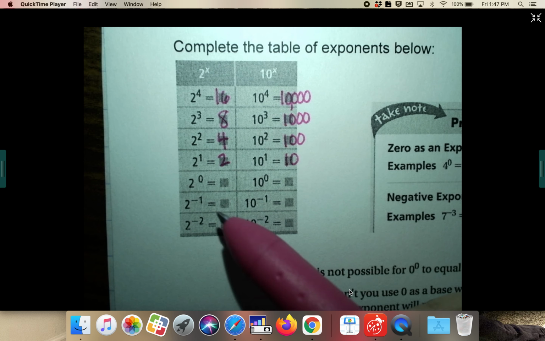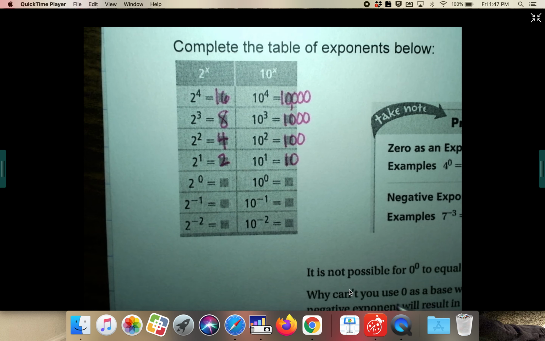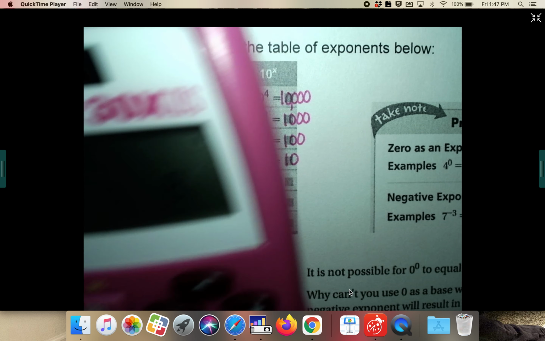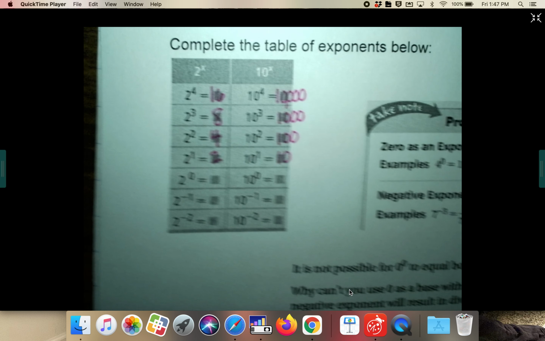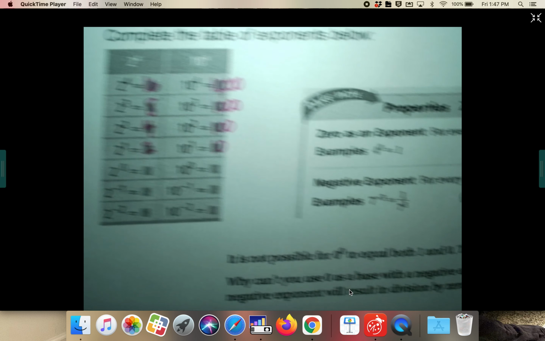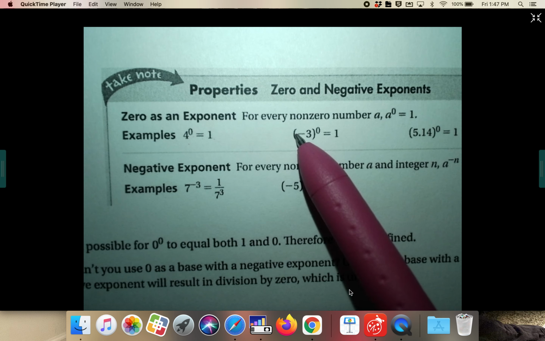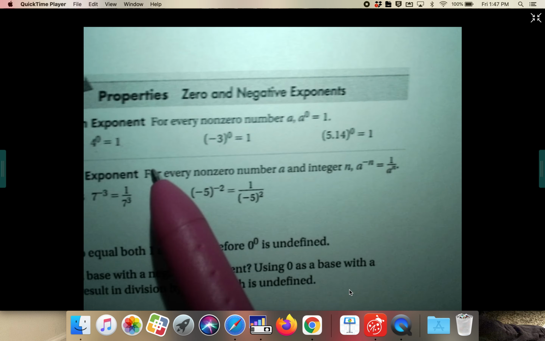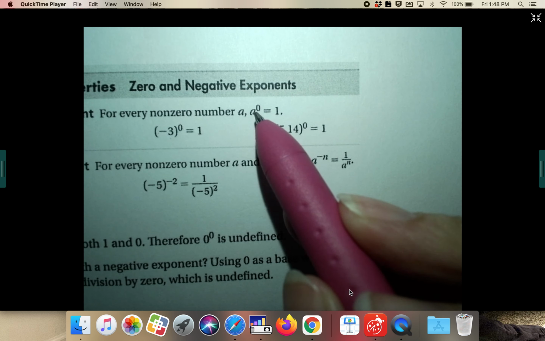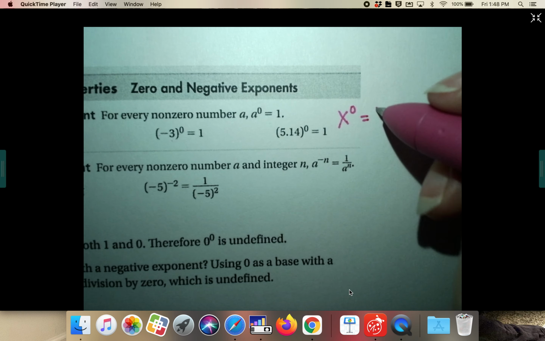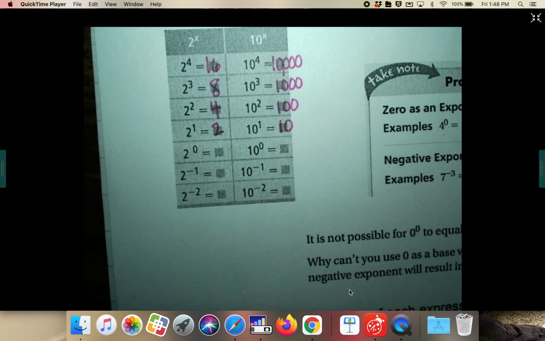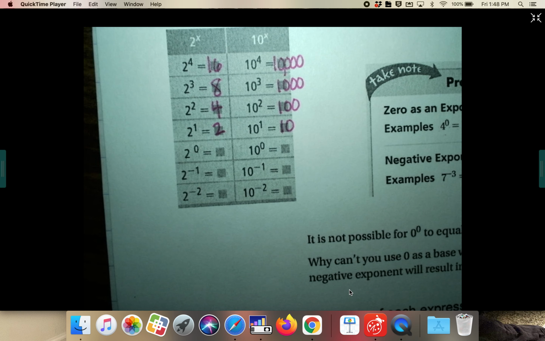Okay, now we're left with these that I'm not sure if you knew how to do. Let's check it in your calculator, 2 to the 0 power. 2 to the 0 power is 1. So I want you guys to look over here at the properties of a 0 power. Here are some examples. Anything to the power of 0 is 1. I don't care if it's a negative, if it's a positive. Oh yeah, here it is, a letter, a variable, anything x to the 0, anything to the 0 power is 1. So that makes it really easy because 2 to the 0 is 1, 10 to the 0 is 1.